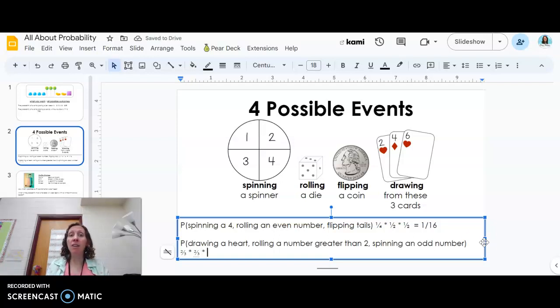And then spinning an odd number. 1 and 3 are odd, so 2 of those 4 numbers on the spinner, and that's the same as 1/2. And I could still put 2/4 here, but then I'll have to simplify a lot at the end. So it's easier to simplify ahead of time. All right, let's multiply those numerators. 2 times 2 is 4, and 4 times 1 is 4. On the bottom, 3 times 3 is 9, and 9 times 2 is 18. And oops, that should be a fraction bar instead of a comma. And then that could simplify to 2/9.